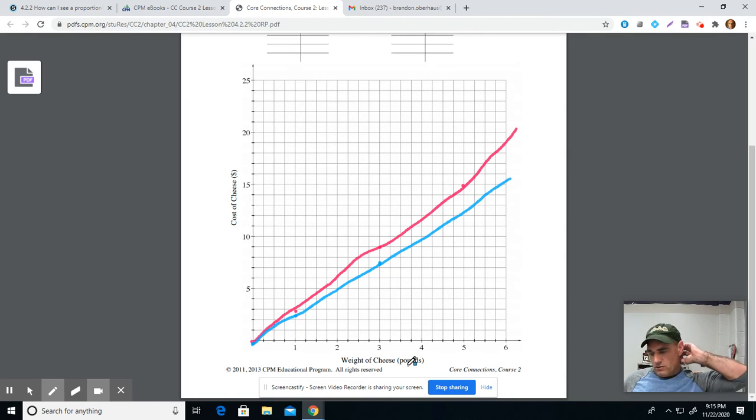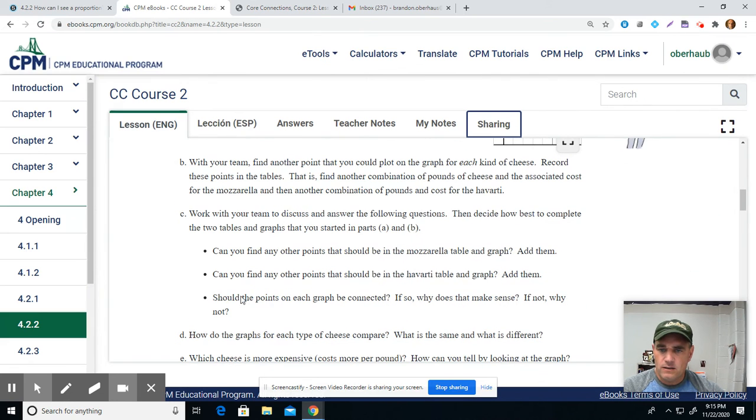All right, so let's see what we got going on with the questions now. So I've graphed the mozzarella. So remember, the red is the mozzarella, and the blue is the Havarti cheese. All right, I'm just putting those up. You don't have to put them on yours. I just want you to see it. So let's see where we're at question-wise. Let's see. We did B, work with your team to discuss following questions and decide how to best complete the 2 tables and graph that you started in A and B.